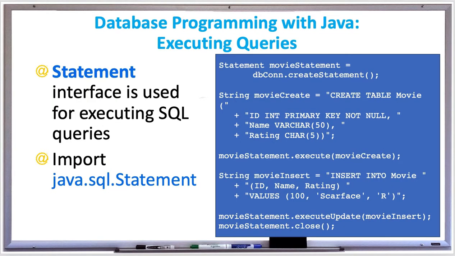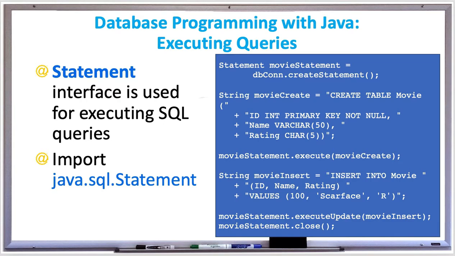If you are connected to your database, the next thing you might want to do is execute some queries. So in Java, the Statement interface is used for executing SQL queries. And in order to use it, you need to add import java.sql.Statement up at the top of your Java program. And then let's take a look at an example of executing a query in your Java program.